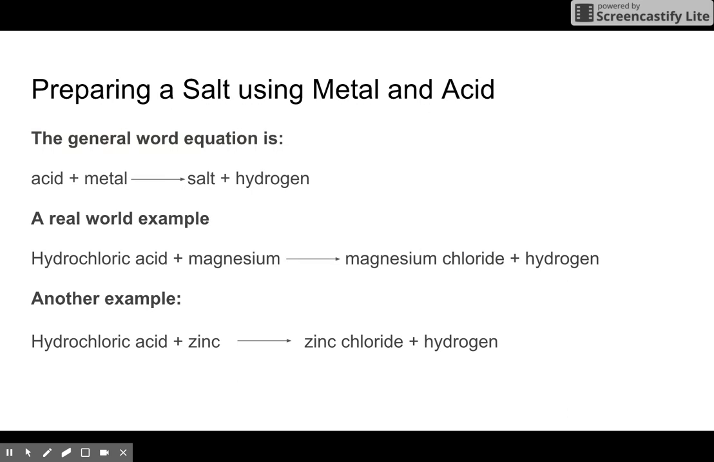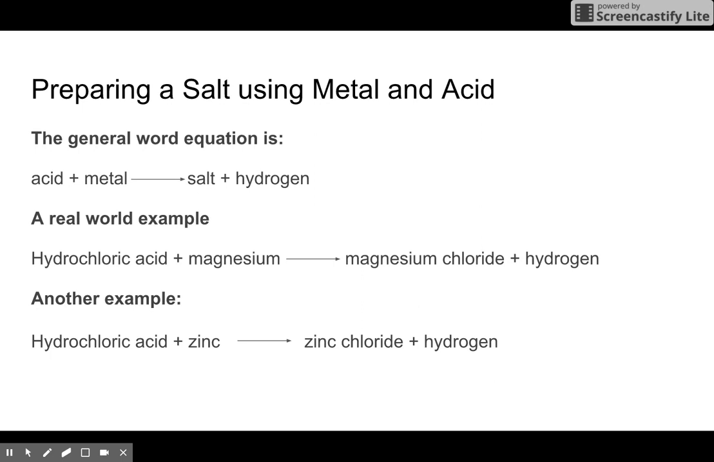Now, we can prepare a salt using metal and an acid, okay? When we're using a metal and an acid, you're going to end up with salt and hydrogen. It's the most basic, simple reaction when you're creating a salt. For example, let's say that you wanted to make magnesium chloride. You would need 2 reactants. One is hydrochloric acid, and the other reactant must include magnesium. You could use magnesium metal, magnesium oxide, or magnesium carbonate. But in this case, let's just say we're going to use magnesium metal.